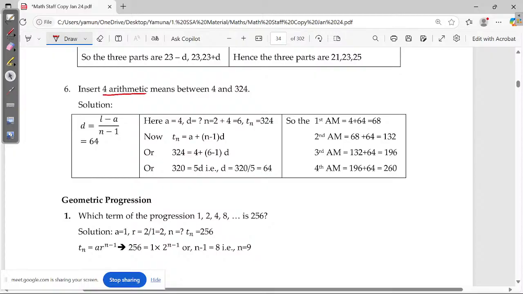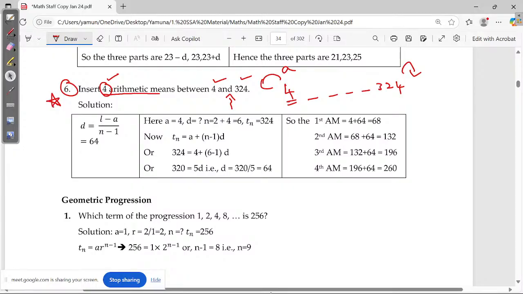Sixth problem: insert 4 arithmetic means between 4 and 320. This is an often repeated problem, not with the same numbers, but with different numbers. Insert 4 arithmetic means between 4 and 324, which means there is a number 4 and another number 324. We don't know whether this is the first number or the last number. That's not given. But nothing is given prior to this one and after this one, so we take this as the first number, which is A. They're asking to insert 4 arithmetic means, which means the 4 numbers have to be found out.